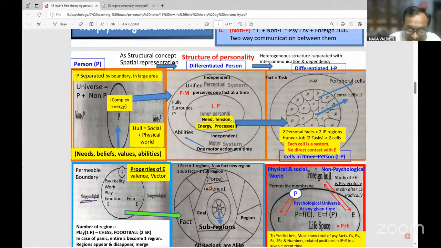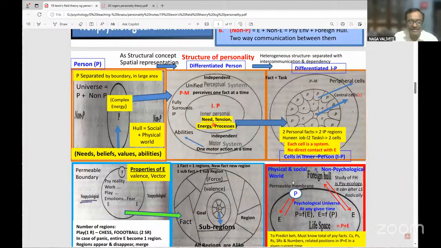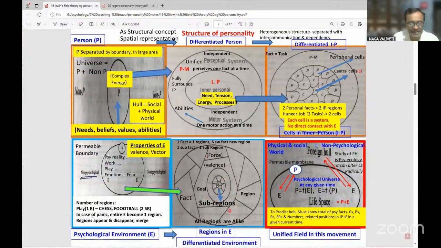Once that valence is created, that region in which the candy is located. Where is the candy here? Can anybody tell? The actual candy location is in the hull. But the need is generated in the IP. This need, as a goal of candy, is located here. Where is it located? Can anybody tell? I already discussed where it is. This need in the E, IP.